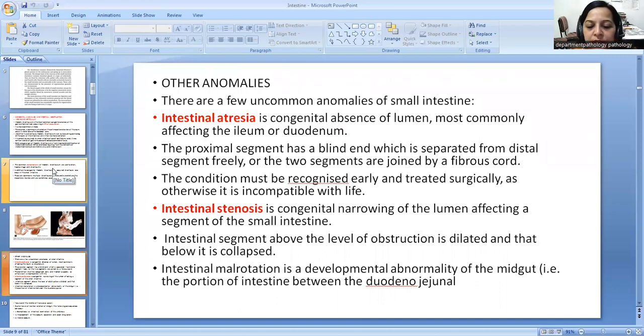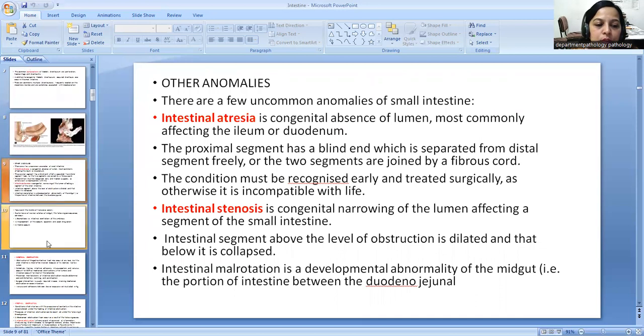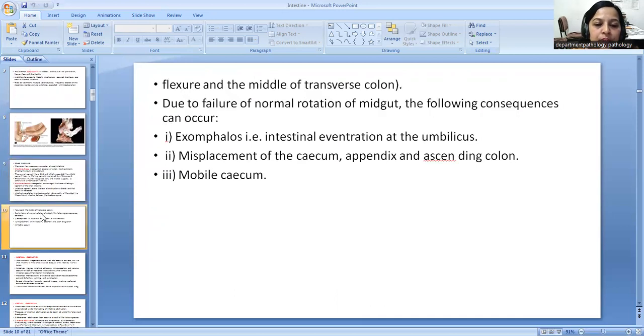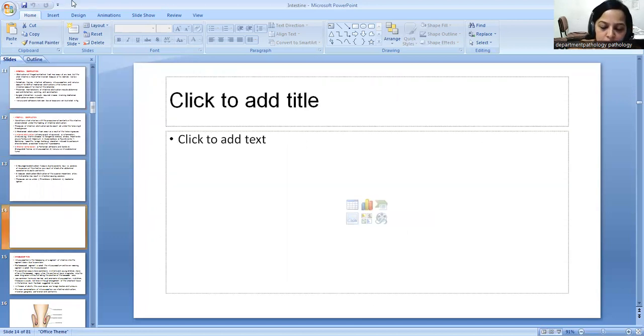Intestinal malrotation is the developmental abnormality of the midgut, that is the portion of intestine between the duodenum and middle of transverse colon. Due to failure of normal rotation of midgut, the following consequences can occur: exomphalos, displacement of the cecum, and mobile cecum. So now we will study about the intestinal obstruction.